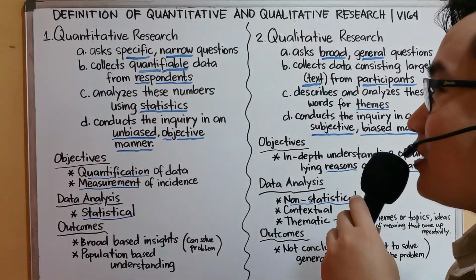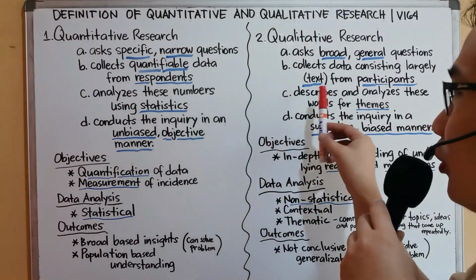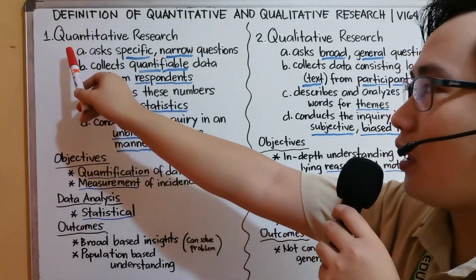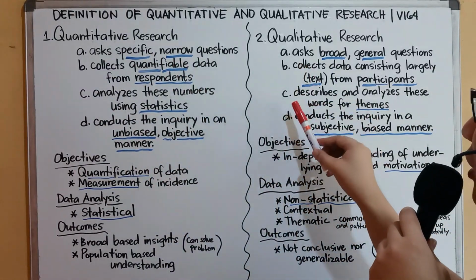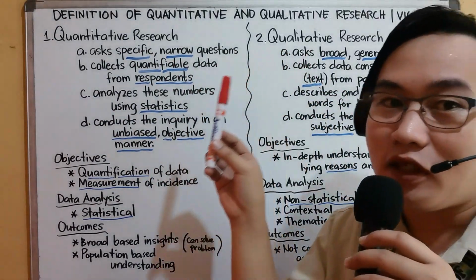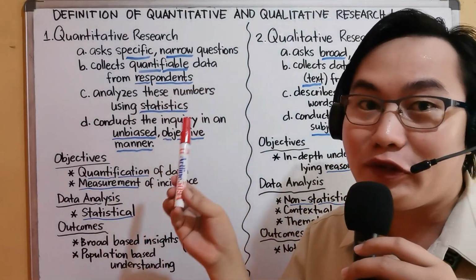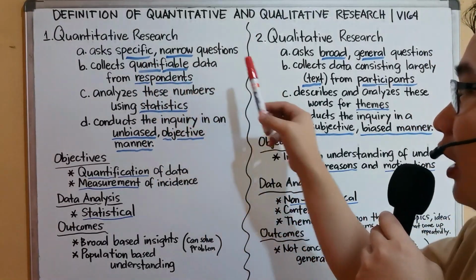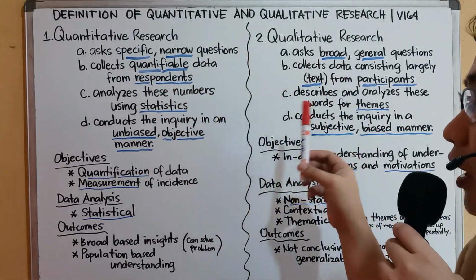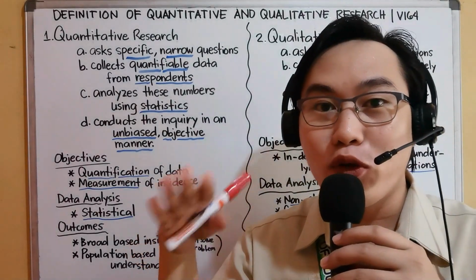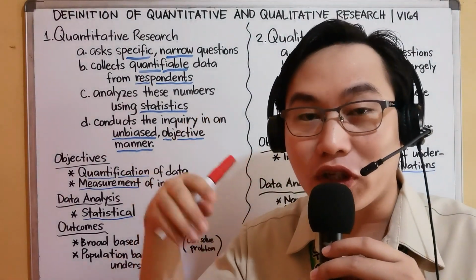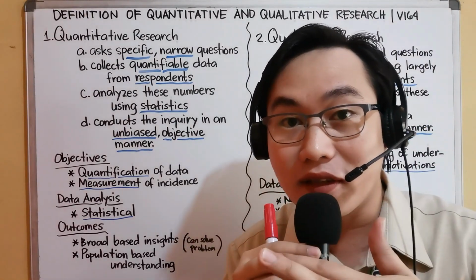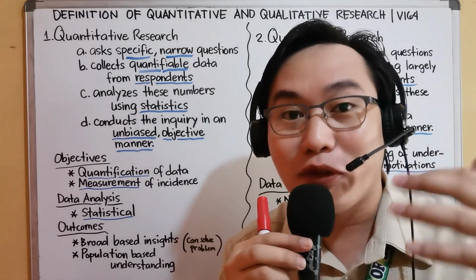Pero para mas madali natin silang maintindihan, ginawa ko na pong ganito ang formation ng definition. Naglagay na po ako ng A, B, C, D for the quantitative and meron na rin po tayong A, B, C, D for the qualitative so that we could immediately compare ano yung difference ng dalawang konseptong ito. And aside from that, naglagay na rin ako ng mga blue lines, okay, sa iba't ibang bahagi in order for us to justify kung ano yung pinaka-importanteng portion sa definition in order for us to understand deeper ano nga ba ang ibig sabihin ng quantitative at saka qualitative in research.